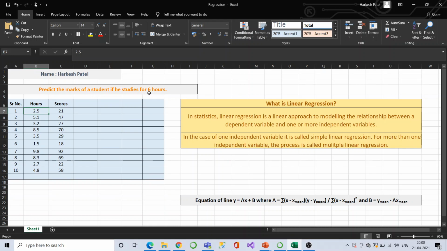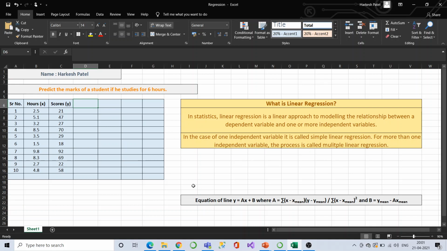So here hours are our x variable, that is the independent variable, and scores is our y, that is the dependent variable. Why are these independent and dependent variables? Because the scores are dependent on the number of hours studied by the student.